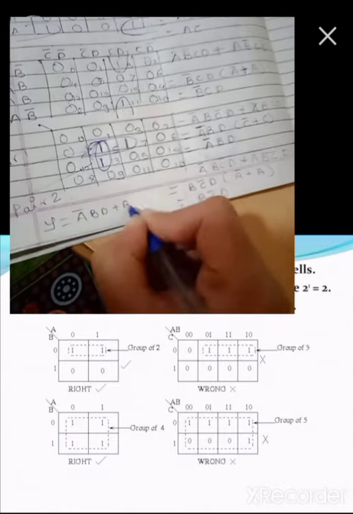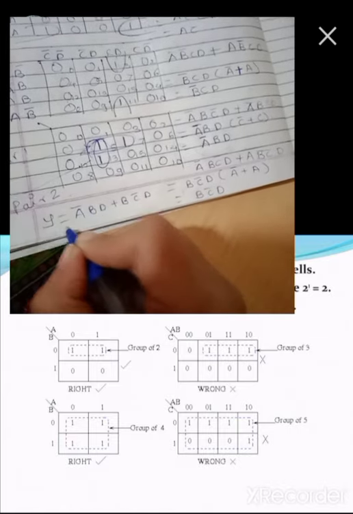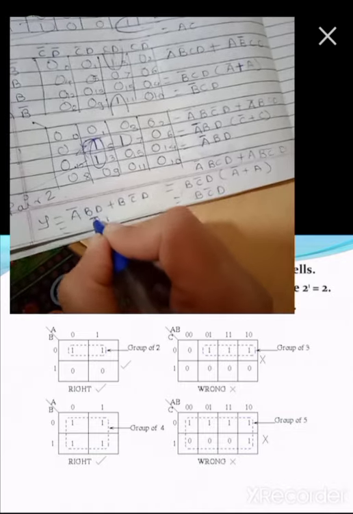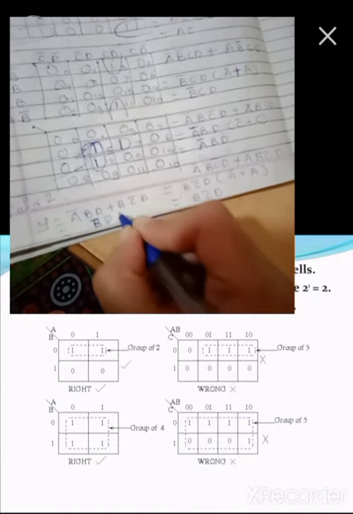So for your final answer you have to combine this term and this term, that is A bar B D and the second one B C bar D. So again you will get B and D common. So in bracket A bar plus C bar will remain. So this is the solution for your question.